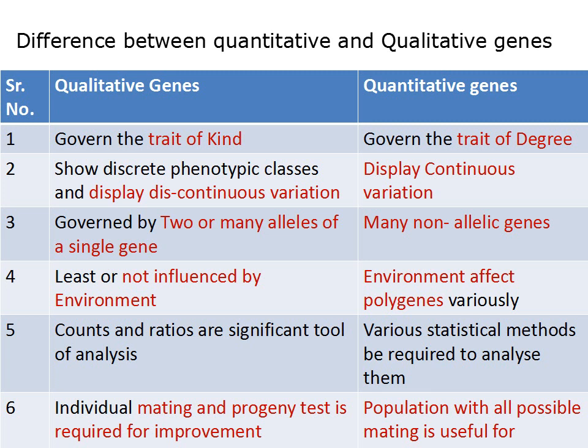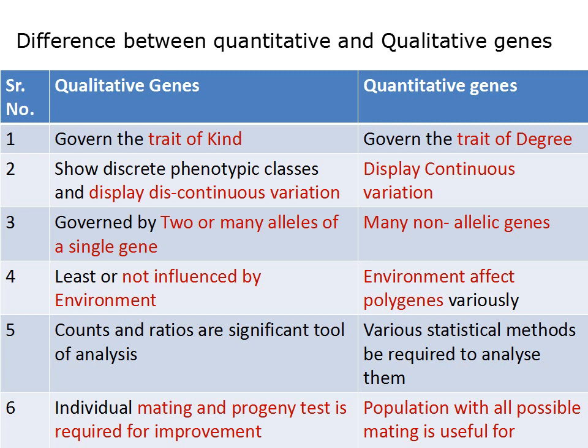And the fifth one, counts and ratios are a significant tool of analysis. You can simply count or use the different ratios which were depicted by Mendel. They will be enough to study the qualitative genes, whereas in the case of quantitative genes, various statistical methods are needed. What are the statistical methods which are significant in the case of quantitative genes? I will be discussing in my future lectures.